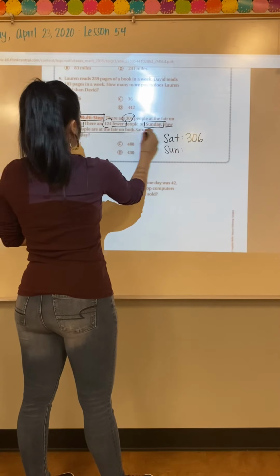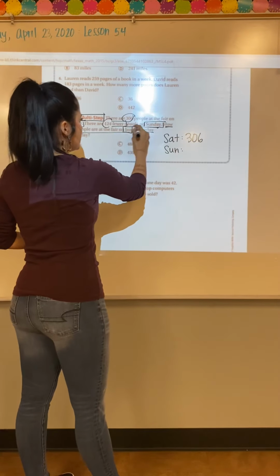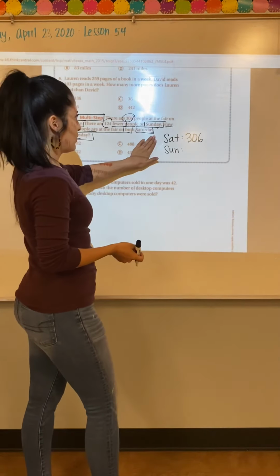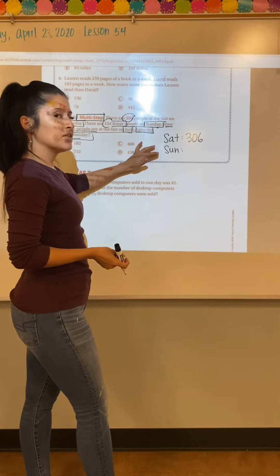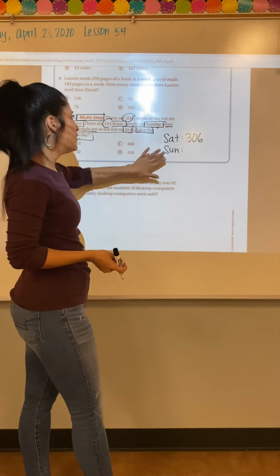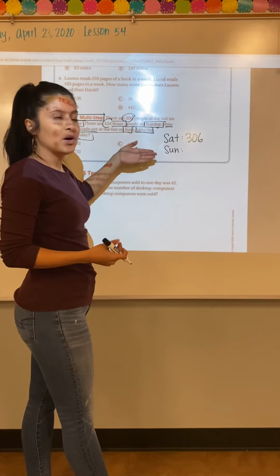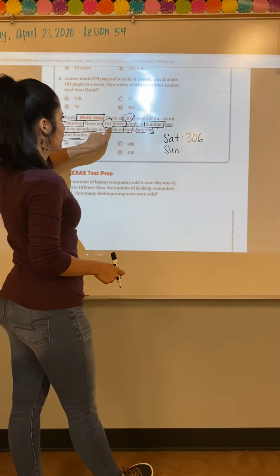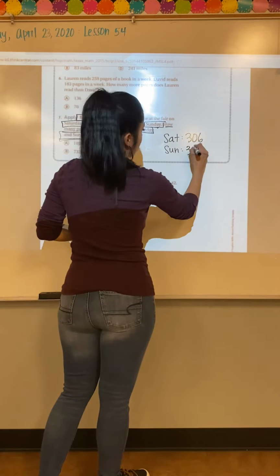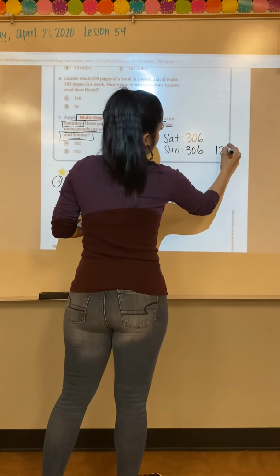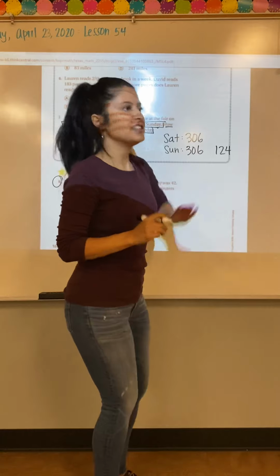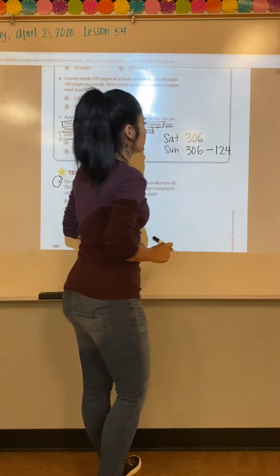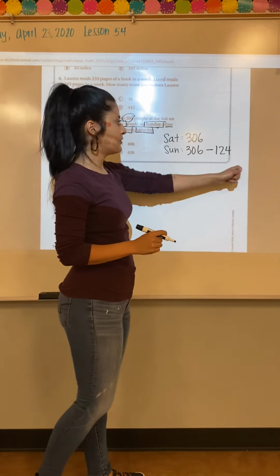Okay, how many people are at the fair on both Saturday and Sunday? Well, I already know how many people went on Saturday. I have to figure out how many went on Sunday before I can figure out how many went both days. Okay, so let's go back up to Sunday. 124 fewer than Saturday. Well, Saturday had 306, 124 fewer. Now, am I going to add to get a fewer, smaller amount? I'm not going to add, I'm going to subtract. That keyword fewer indicates subtracting to figure out Sunday.